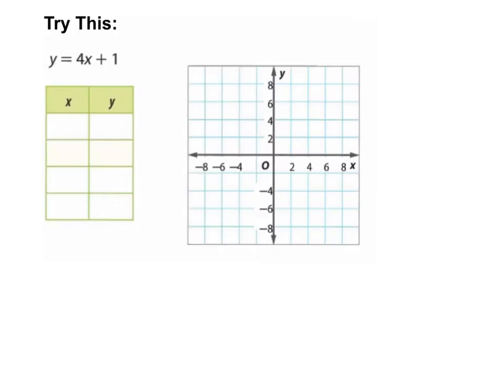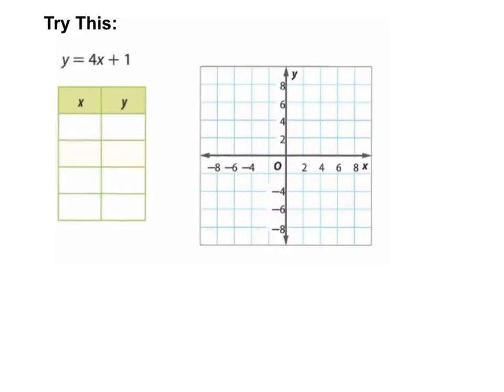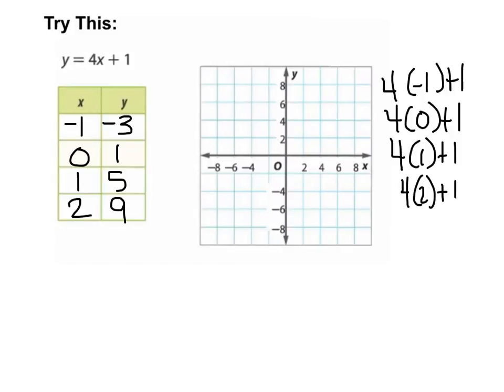Try this problem. Y equals 4x plus 1. We're going to use the values of -1, 0, 1, and 2. Solve this problem, and then when we come back, we'll look and see how you did. Using the -1 x value, inputting it into our equation, we have 4 times -1 plus 1, which equals -3. 4 times 0 plus 1 is 1. 4 times 1 plus 1 is 5. 4 times 2 plus 1 is 9.